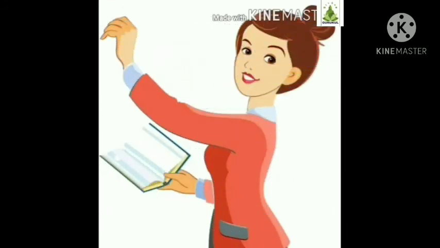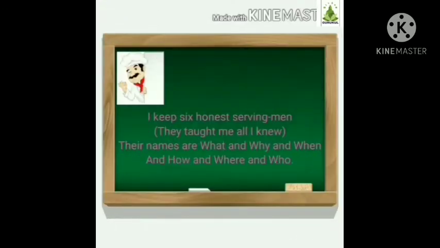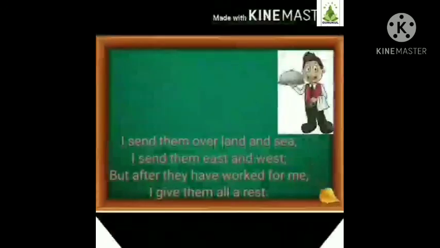Kids, once again we will recite the poem and find out the rhyming words from it. Let's start. I keep six honest serving men. They taught me all I knew. Their names are what and why and when and how and where and who. In the first stanza, the rhyming words are men, when.